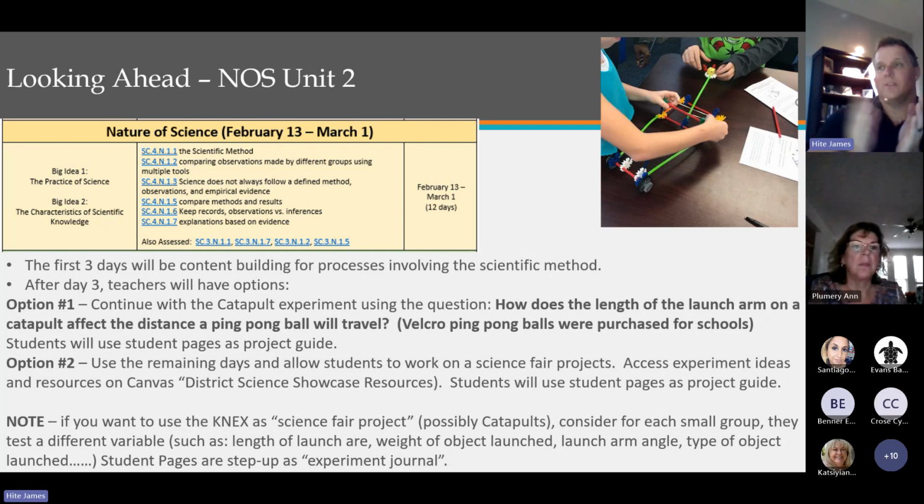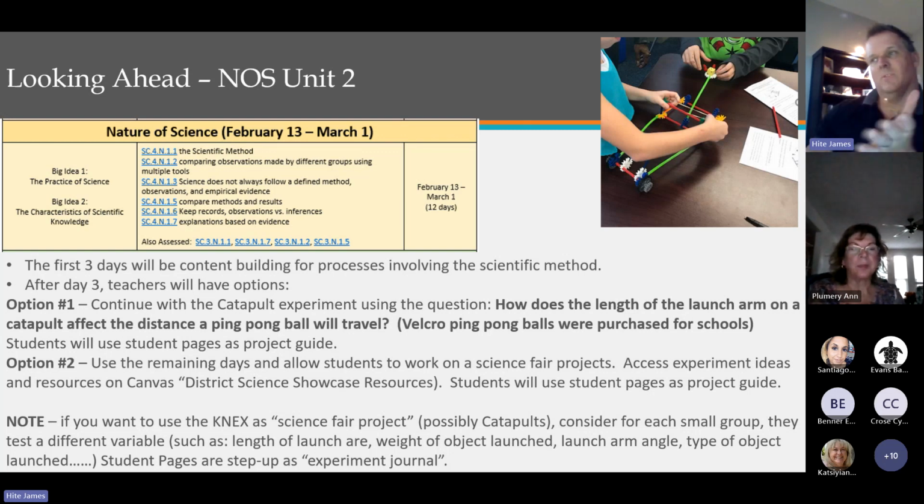If you want to use that remaining time to actually do, hey, we're going to do our experiments for school science fair or for district science fair, you have that option as well. You could even use the Connects as your science fair. This is just an option. You can have each small group design a catapult and just change the variables. So maybe one catapult does the mass of an object, one does the launch arm, and so forth, the angle.